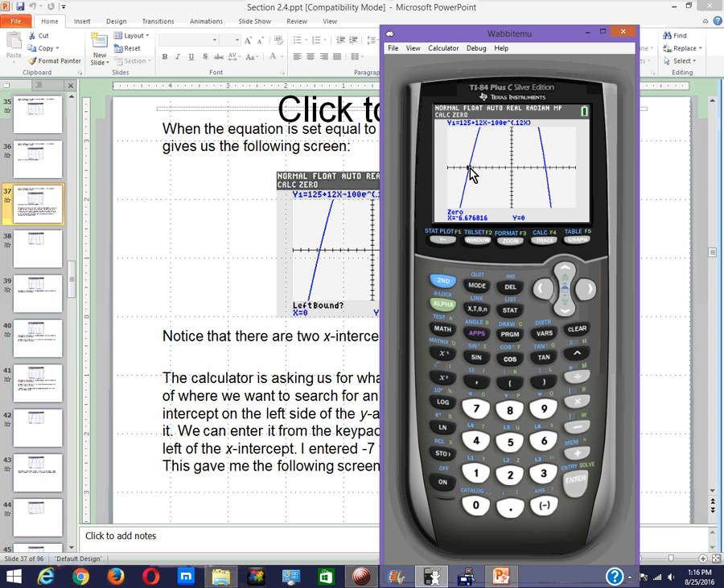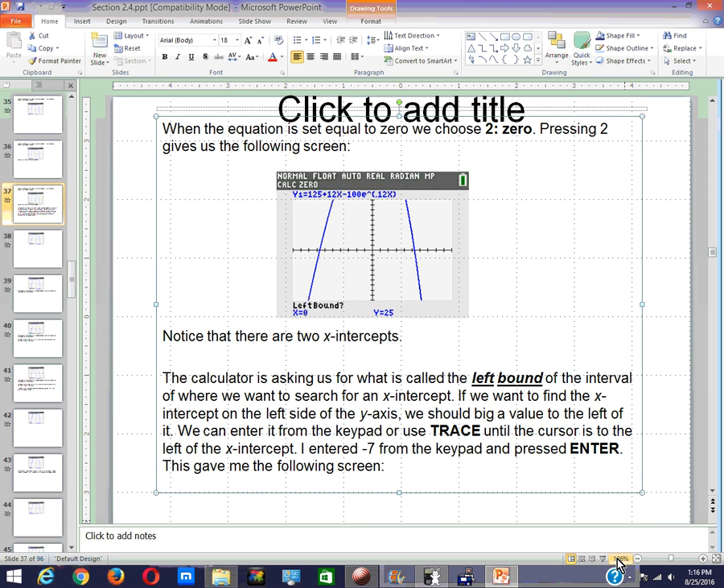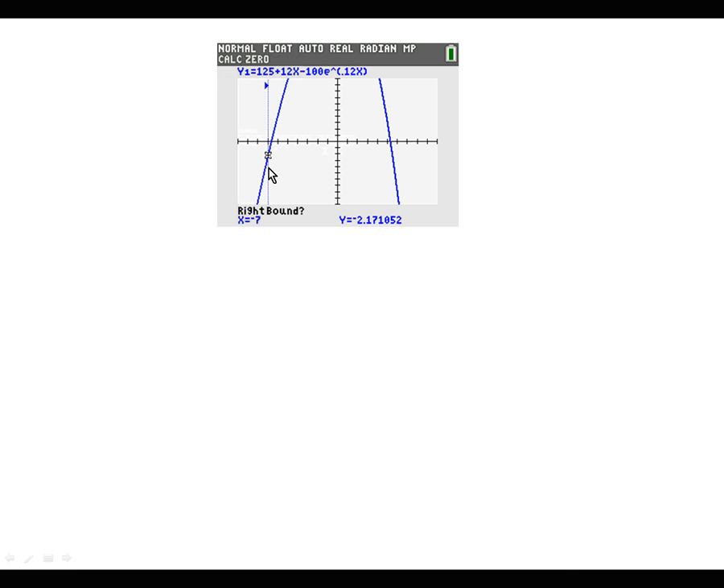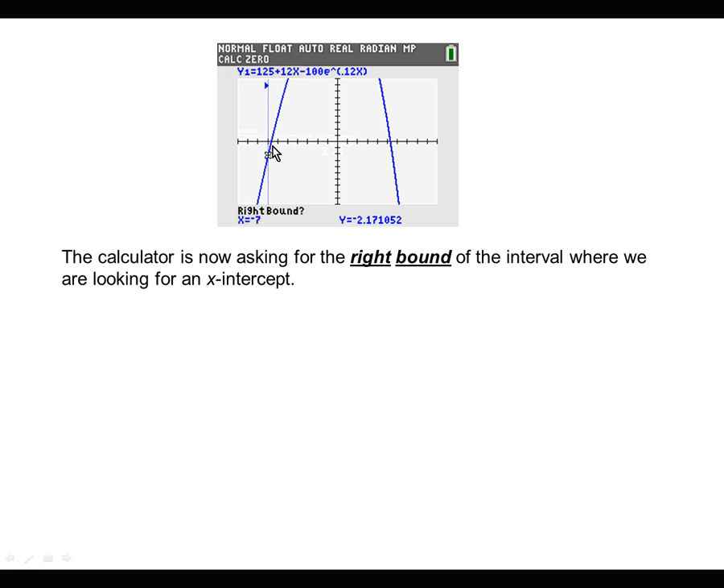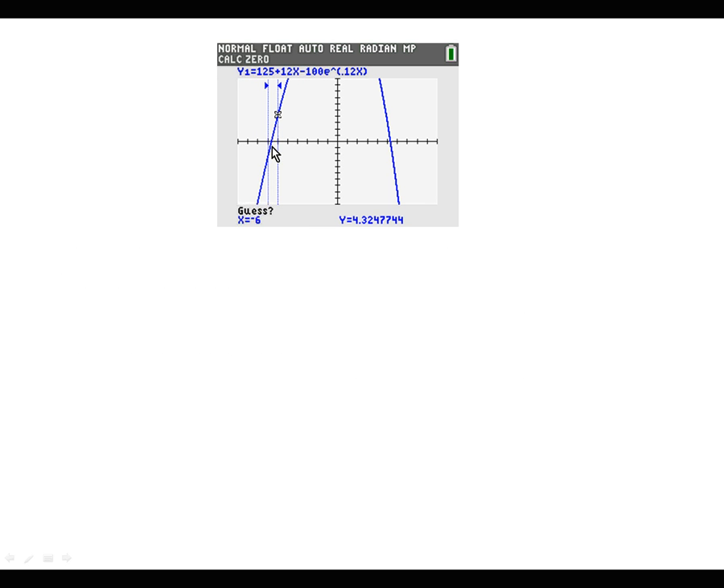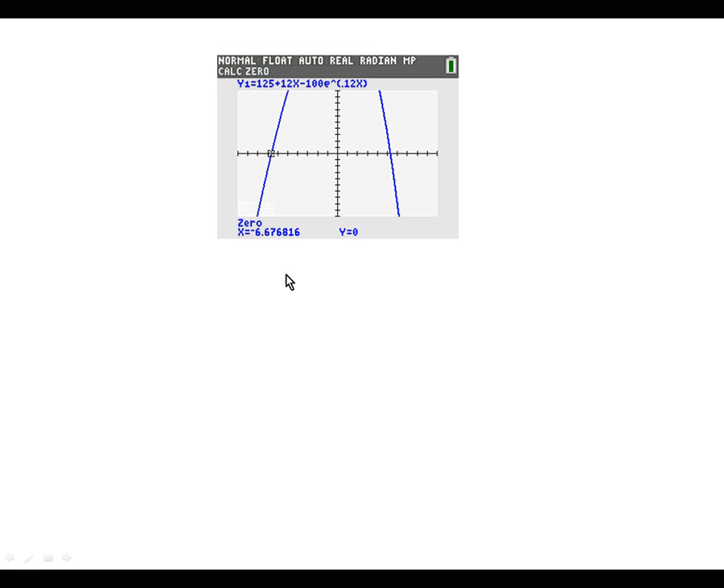So this value is -6.676816. So to 4 places, -6.6768. So again, going through that, that's what I had when I entered -7. And then I chose as my right bound -6. And then my guess of -6, it's as good a guess as any. So here we are trapping where the 0 is, trapping where it crosses the x-axis. And again, there's our 0, the first 0, the one on the left: -6.6768 to 4 places.